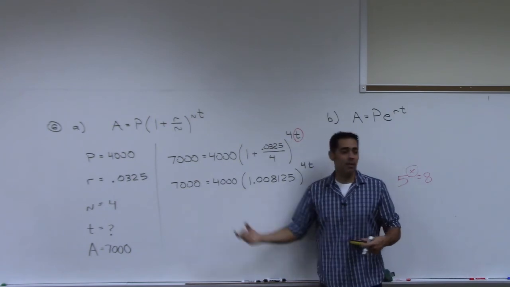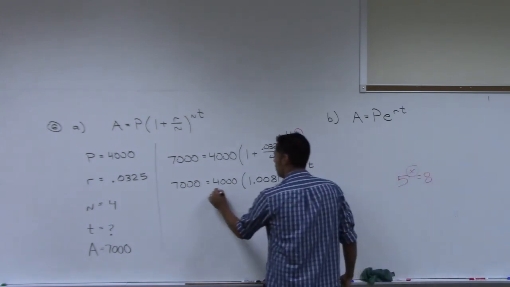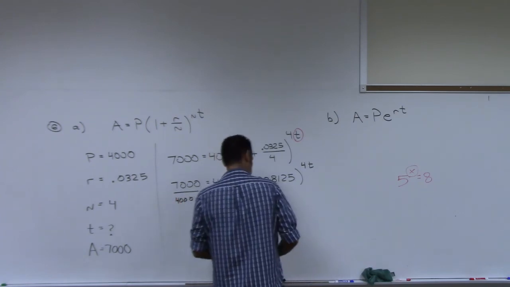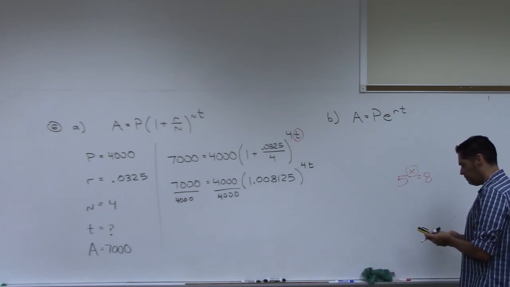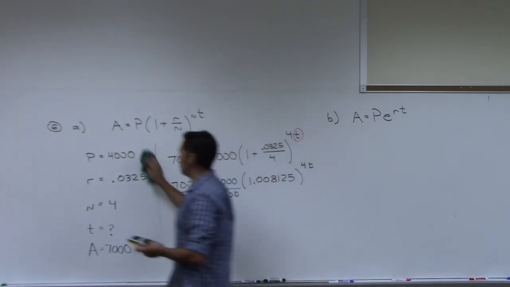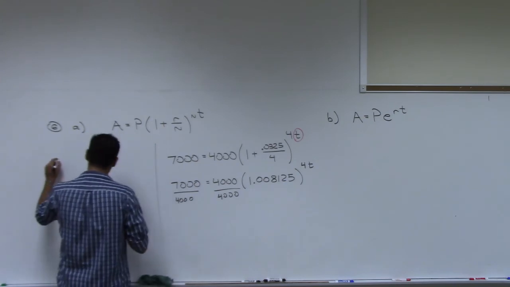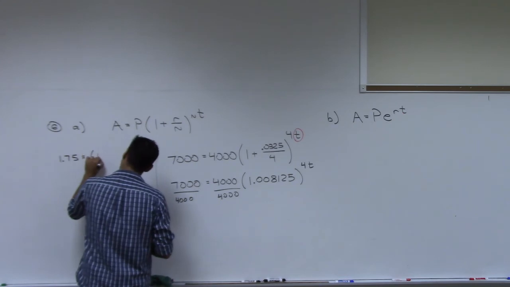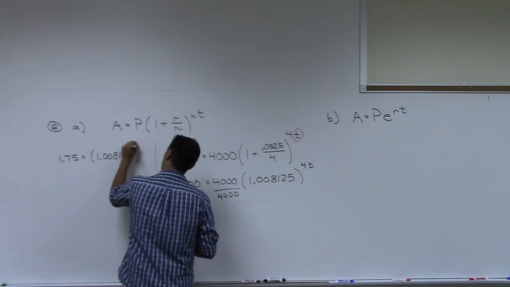So the only way to really get rid of that 4,000 right now is to divide it on both sides. So divide 4,000 here and divide 4,000 here. So we take 7,000 divided by 4,000, 1.75. I'm going to continue this right here. So the left side now is 1.75 equals parentheses 1.008125 raised to the 4 times t.